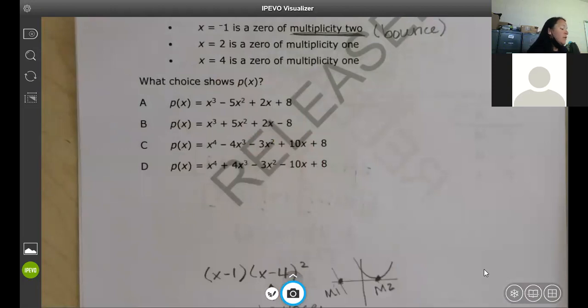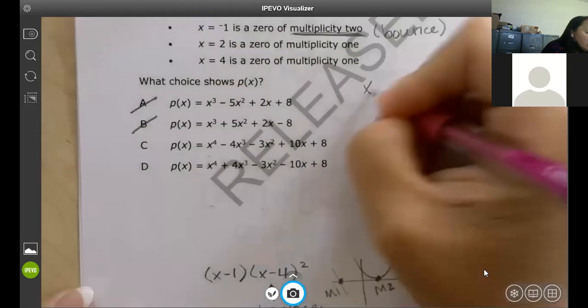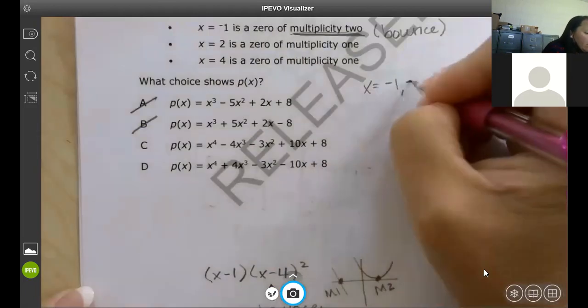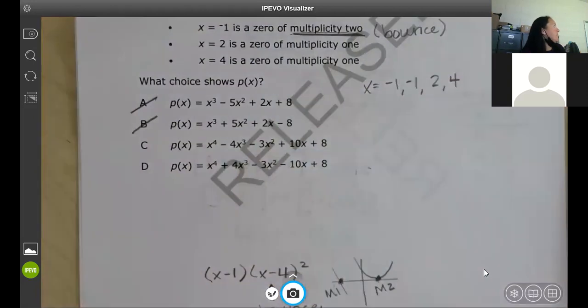Does everybody see that? So that automatically takes these away. So I don't even have to check these. Again, because it has a multiplicity of 2, that means X equals -1, -1, 2, and 4. Does everybody see that? All right. So then I'm going to stop sharing.